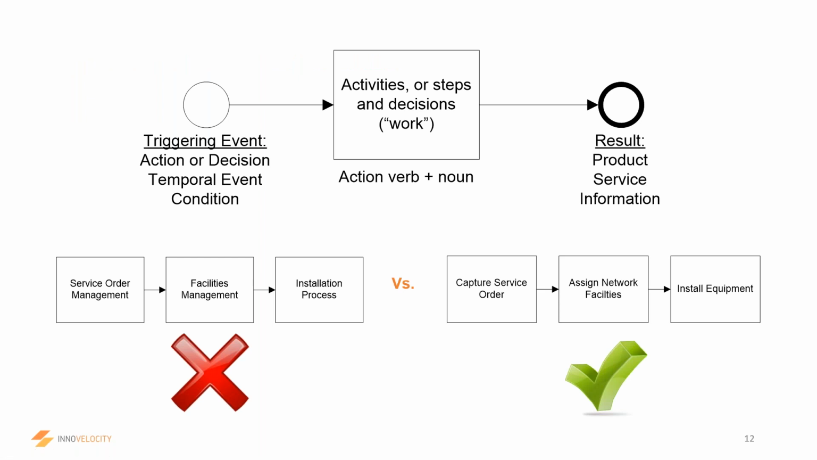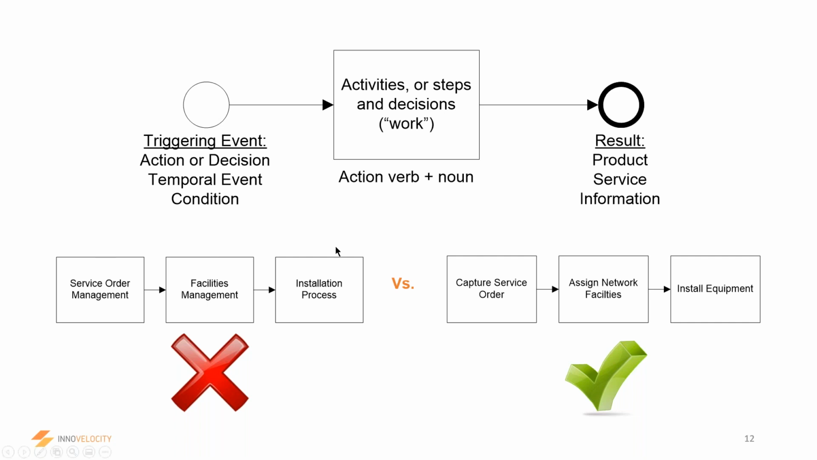When it comes to naming an activity, this is actually more important than you may think as well. The name represents a lot because it checks you're thinking about what's happening inside of each box. Think of each activity as its own process or a system. It's got to have some kind of triggering event, some action or decision or temporal event that makes it happen. It's got to have some steps or decisions or work that's happening, and it has to produce some kind of product, service, or information, some output for the next step.